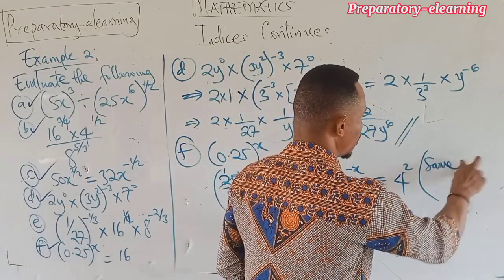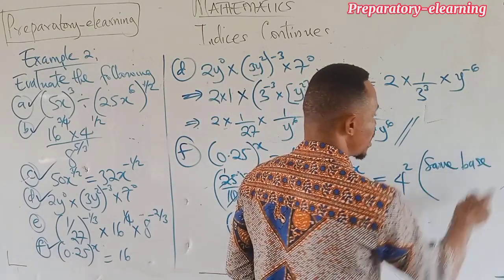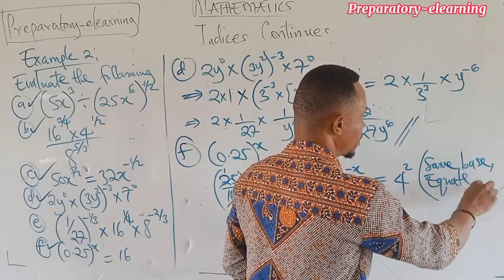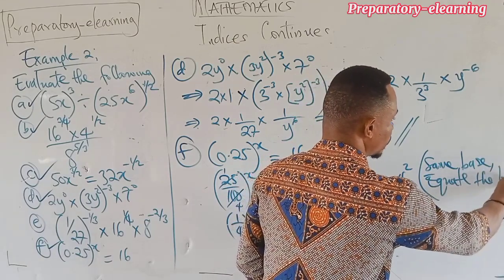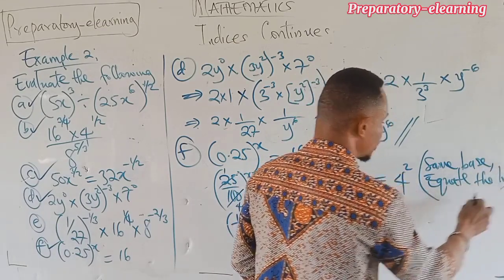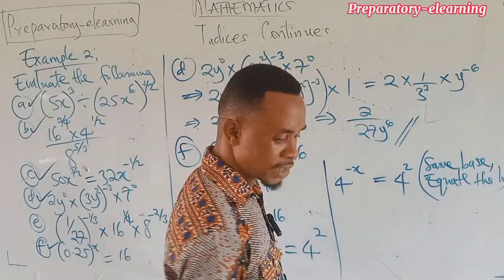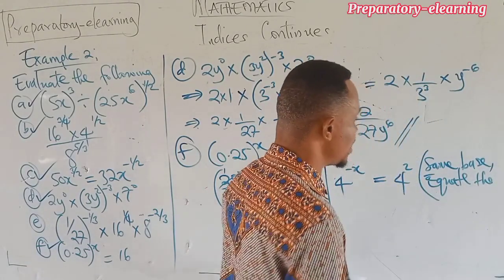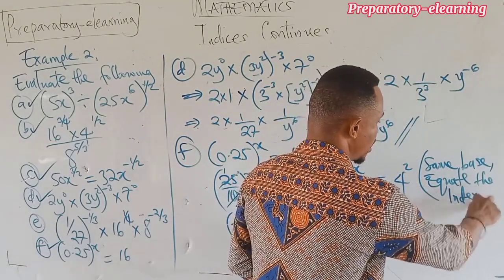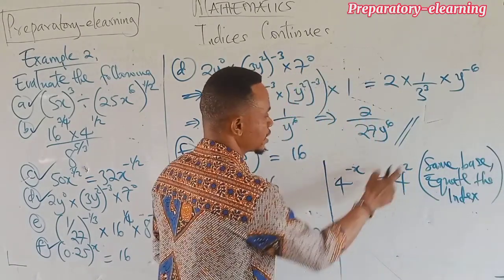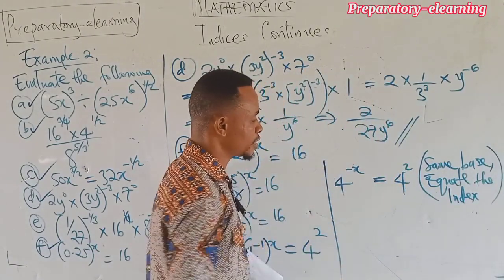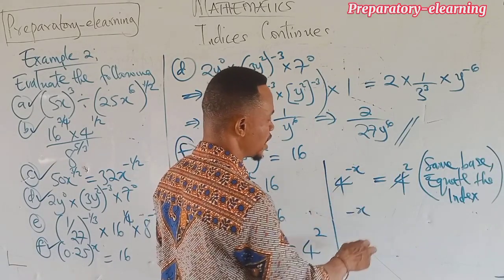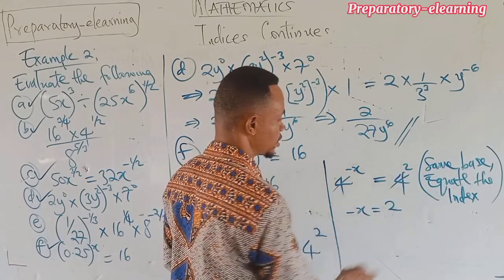Now when you have same base in an exponential function, what do you do? Equate the index. For same base, you can see that the bases are the same. For same base, equate the index. Equate the index or the indices that you have there. So what do we see? We equate the index, which you have. The first index is minus x equals to the other index, 2.